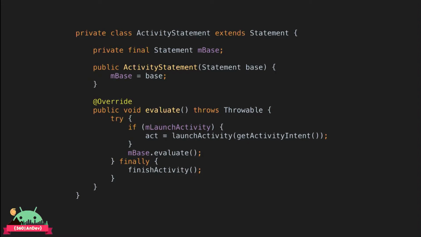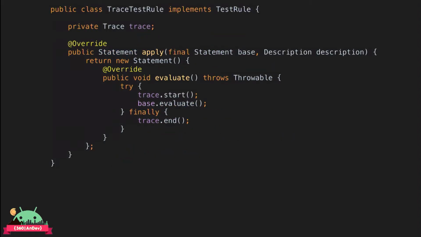And this statement, so again, the test rule, when you implement a test rule, you have to implement the apply, right? And the apply is returning a statement. This statement belongs to the activity test rule, in fact, right? And look what's happening. The moment that we are evaluating, that's the interface for a statement, here we are launching the activity.